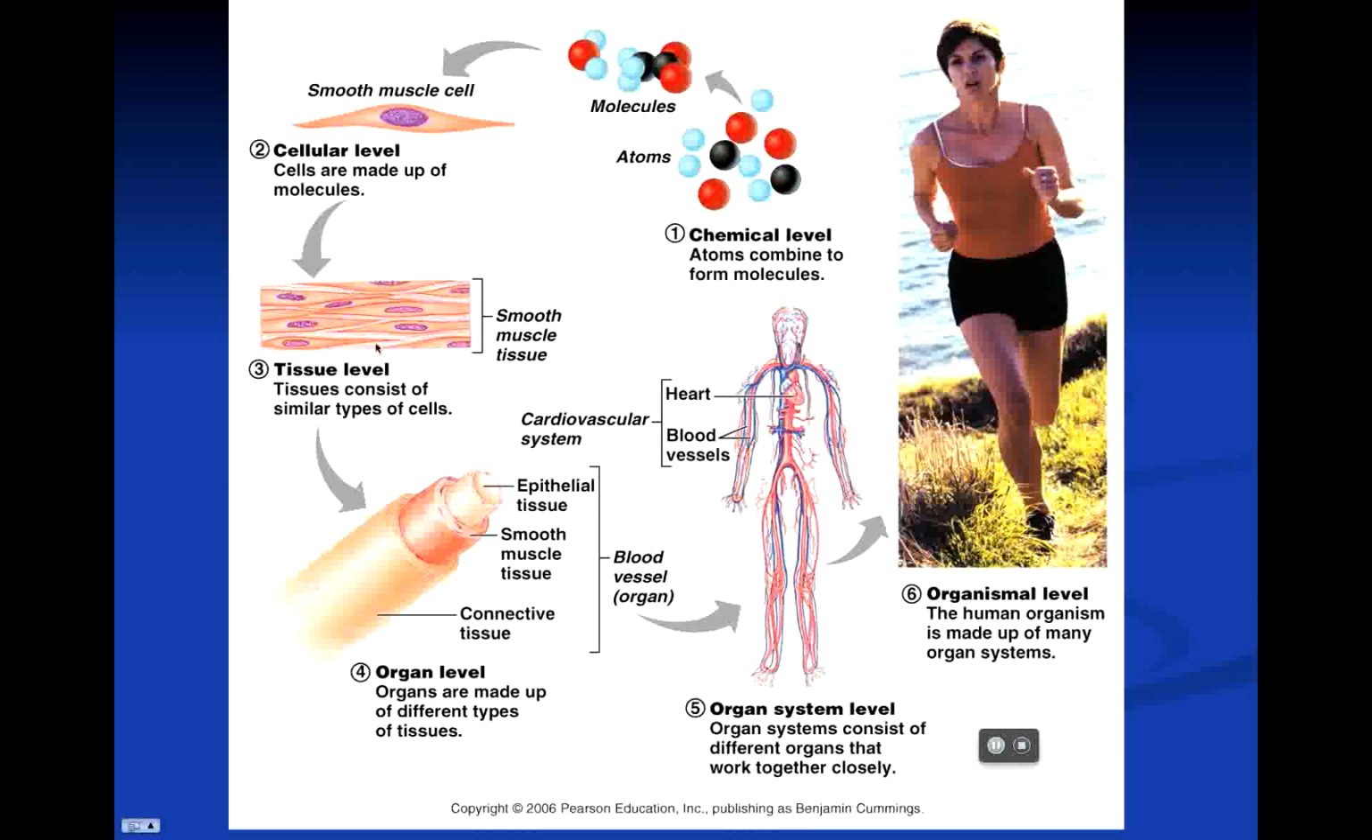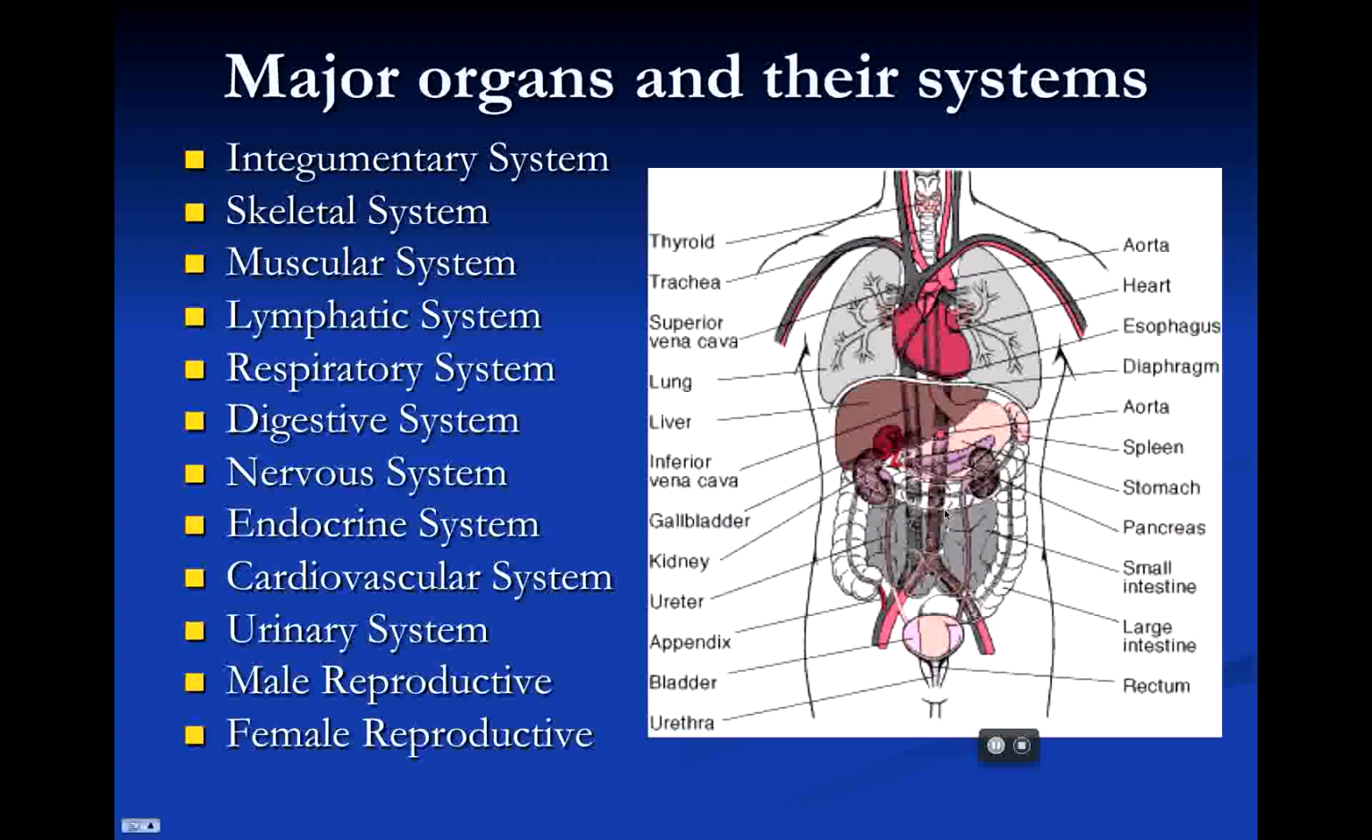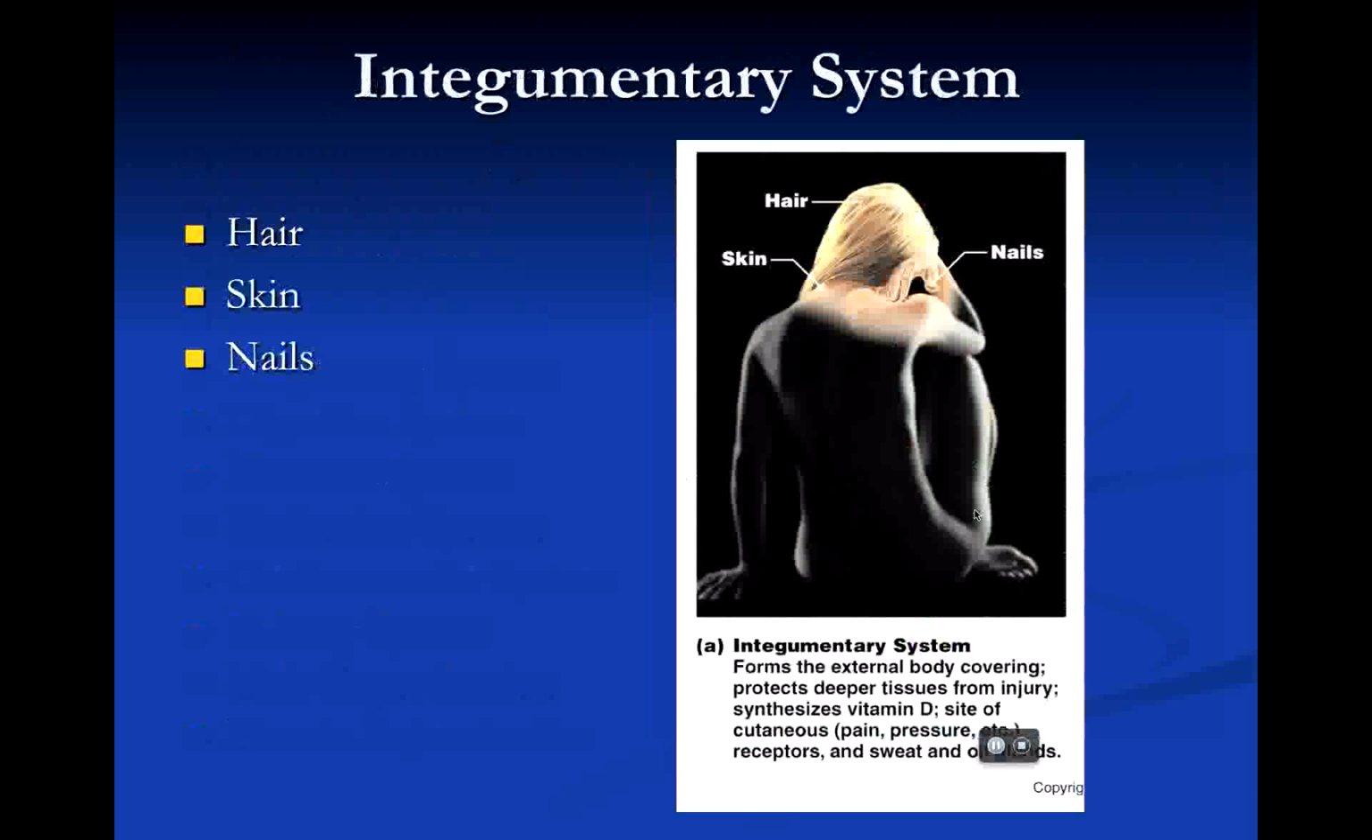Here's the chemical level. We have our atoms and our molecules. They're organizing themselves into cells, in this instance, a smooth muscle cell. Smooth muscle cells will come together to make up smooth muscle tissue. Several types of tissues, smooth muscle being one of them, will come together to make an organ, in this case, a blood vessel. Blood vessels will combine with the heart to make an organ system, the cardiovascular system. And if we combine all the organ systems, we will get an organism.